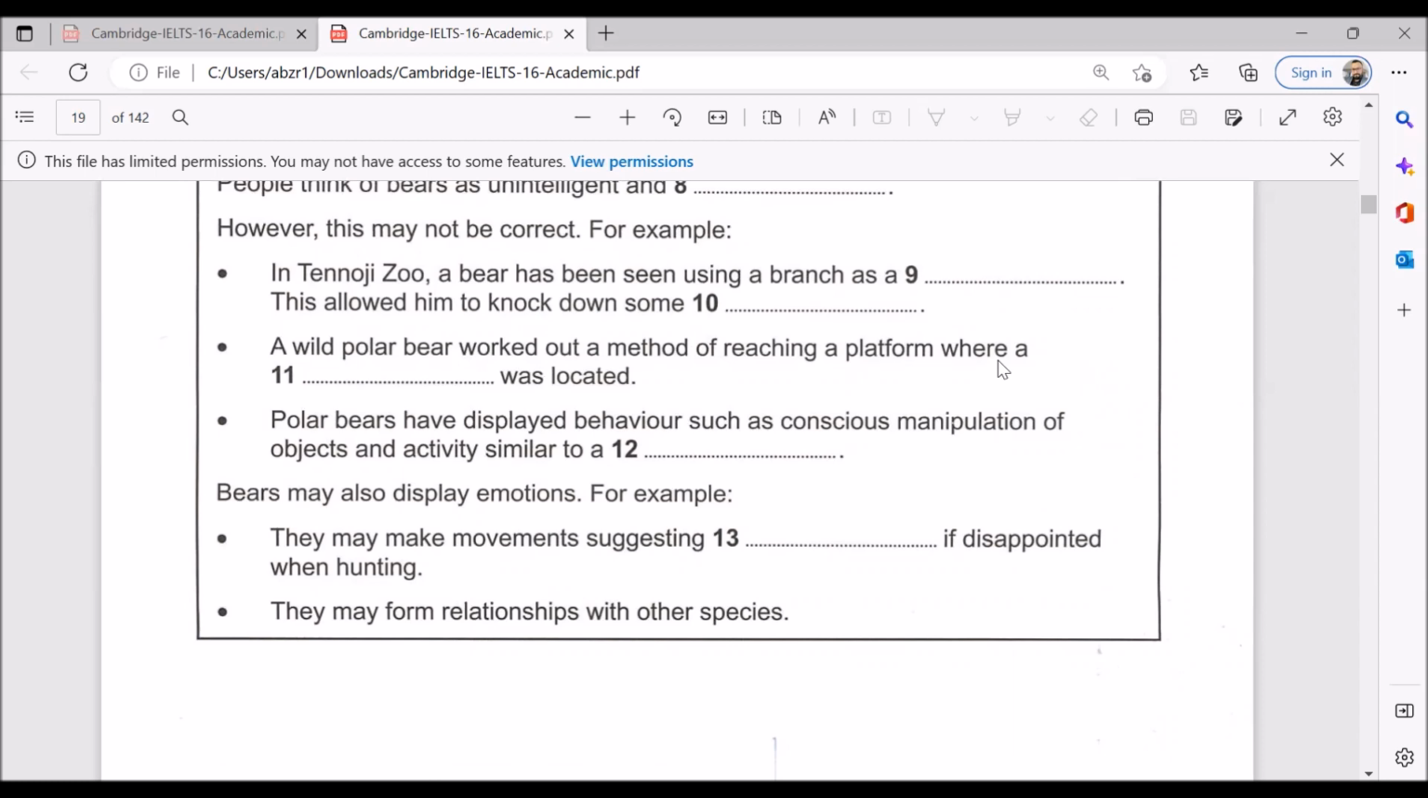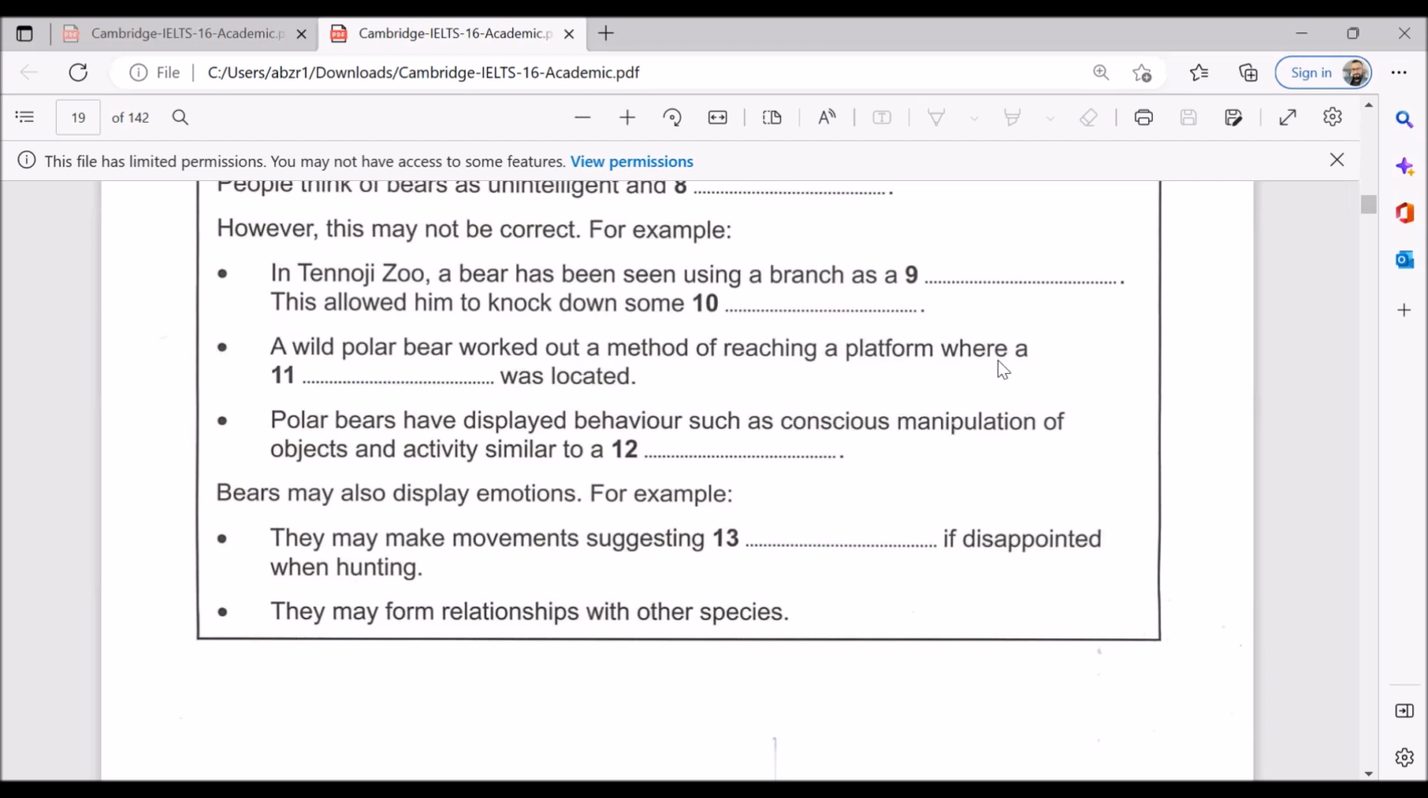Yes, it's more like a game. When they play, it seems like they are playing a game. Just when they manipulate different things and they jump and do all the stuff. Game should be the answer. Number 12, bears may also display emotions. For example, they may make movements suggesting dash if disappointed when hunting.